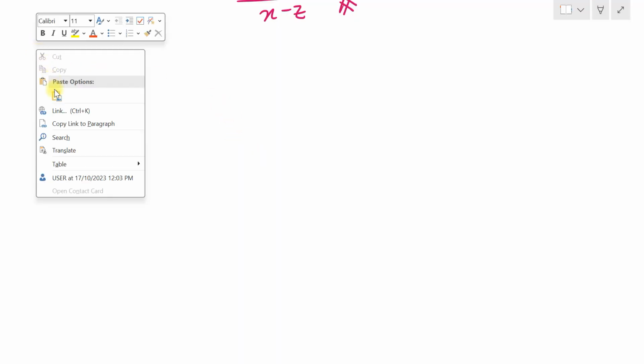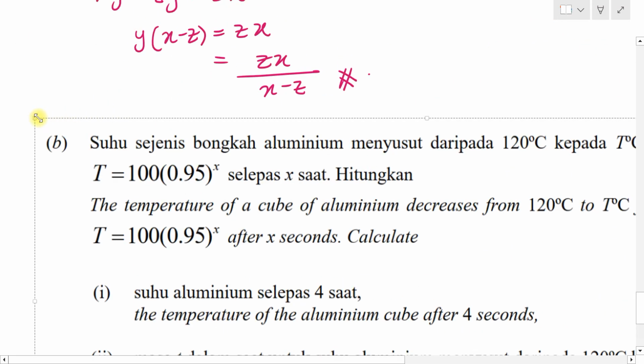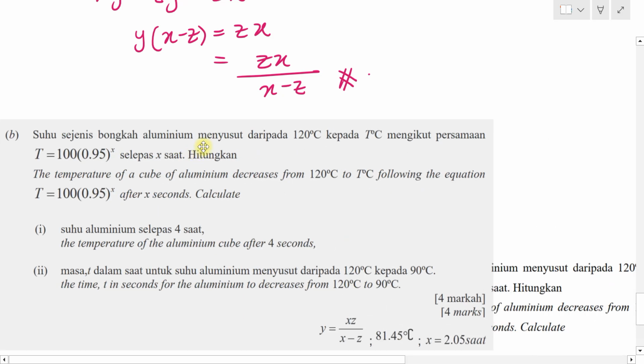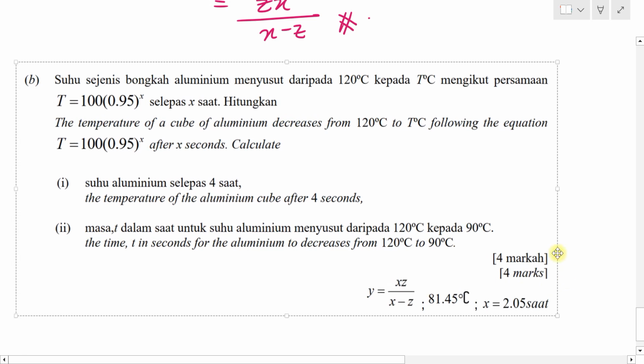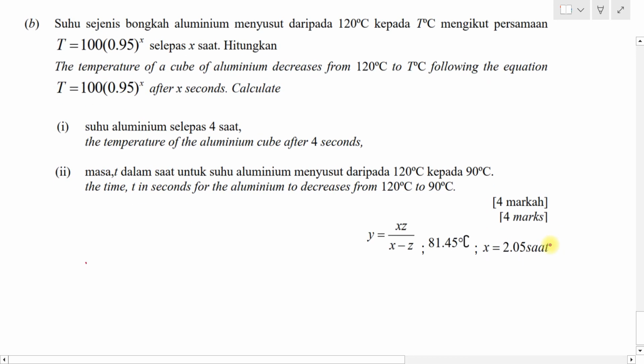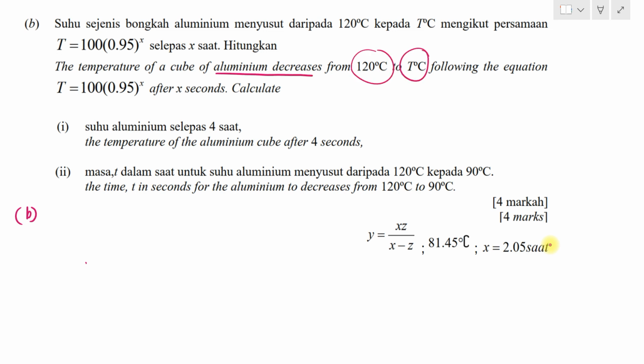Problem solving should be easy. Okay, in indices, problem solving is the easy one, because they already give the formula. You just have to substitute, right. Okay. Right, so question B. The temperature of a cube of aluminium decreases from 120 to 3 degrees Celsius with this equation after x seconds. x is time lah. T is temperature.